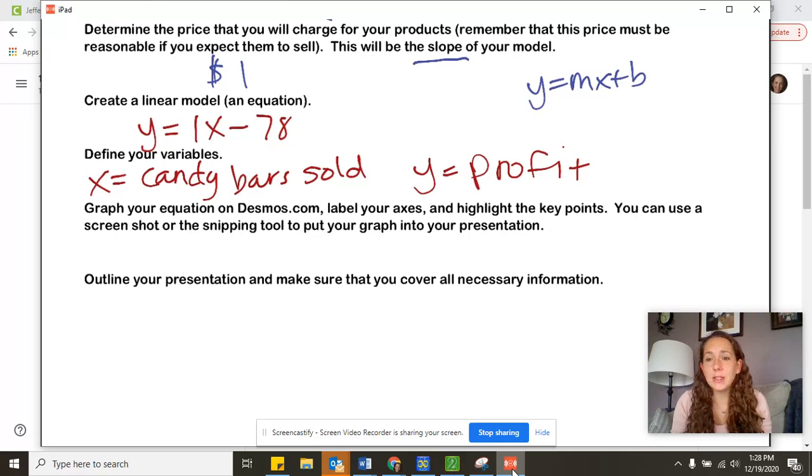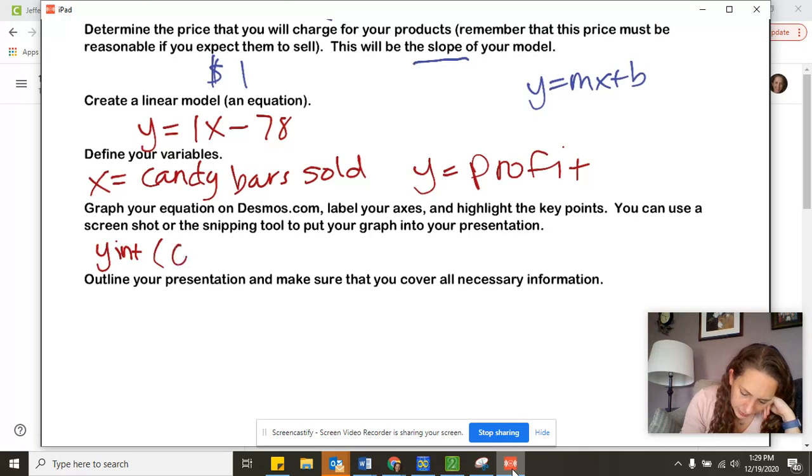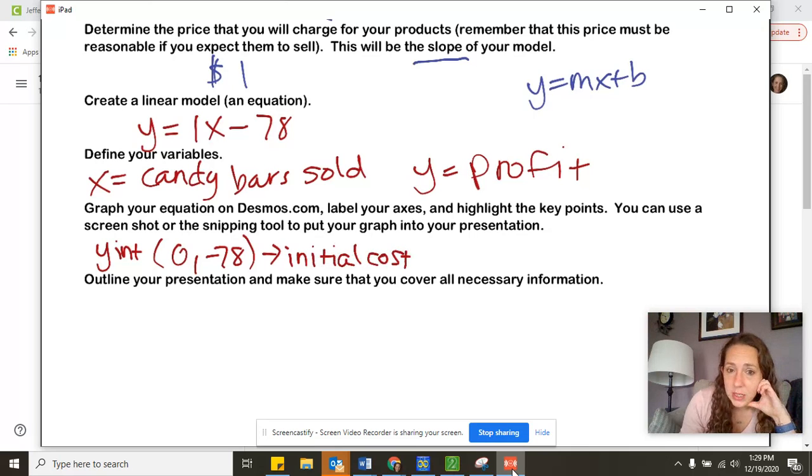Anyway, so you want to highlight the key points, right? So that's going to be your y-intercept, your x-intercept. You have to explain what those each mean on your presentation. So in this case, my y-intercept was the point 0, negative 78. And that comes from my initial cost, okay? How much money I spent buying my candy.